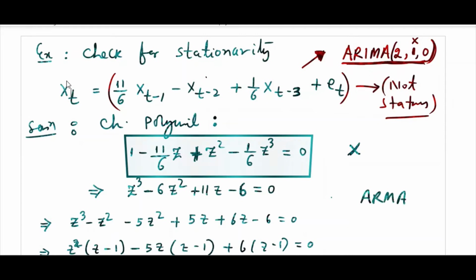Sometimes what happens is you don't have an integrated effect, but you have some other thing like seasonal, or maybe there is a strong trend. This is not integrated. So non-stationarity could be due to any of these reasons. This is one of the reasons.